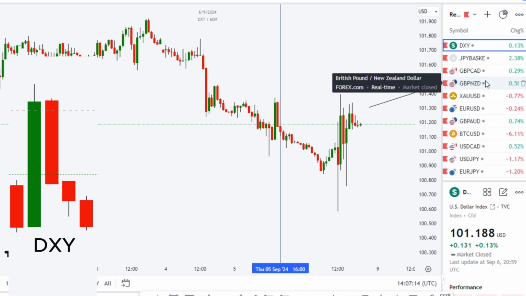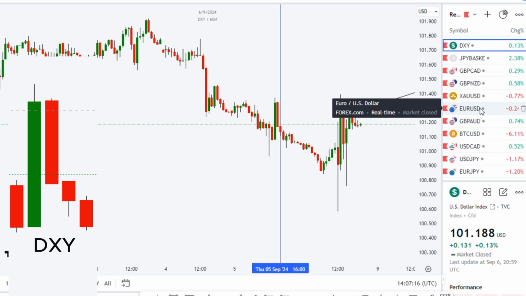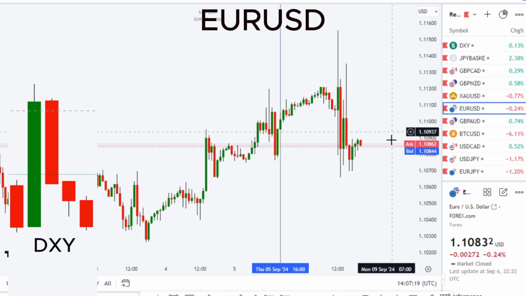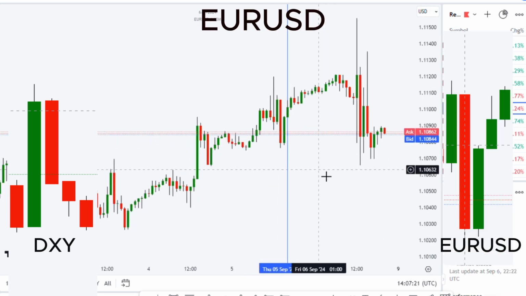And then when we go back to the Euro USD, so we had bearish, bullish, bearish, bearish. Let's look at the Euro USD itself and see what we will get. On the Euro USD, we have what? Bullish, bearish, bullish, bullish. All right. So a direct opposite. The candlestick formation is just a direct opposite of what is happening on DXY.